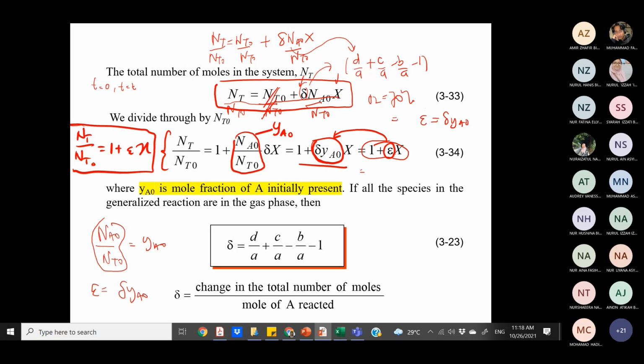Okay, so where YA naught is the mole fraction of A initially present, if all the species in the generalized reaction are in the gas phase, then it becomes, remember from earlier at the beginning, the change in the total number of moles per mole of A reacted. Okay, alright everyone? Clear? Clear, Doktor.